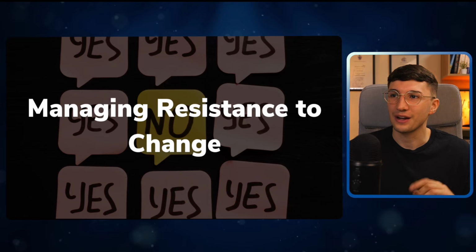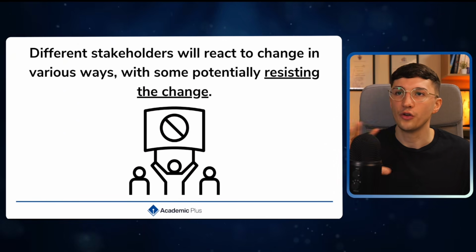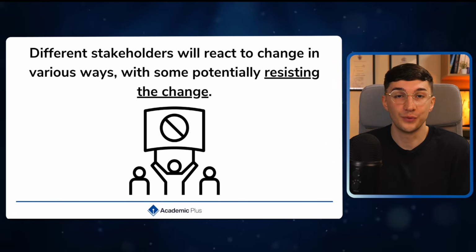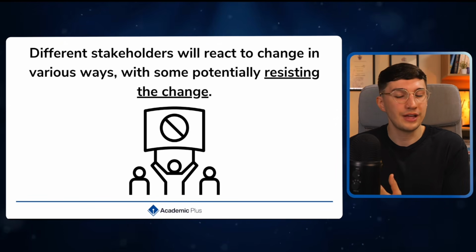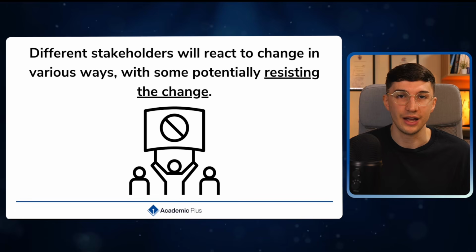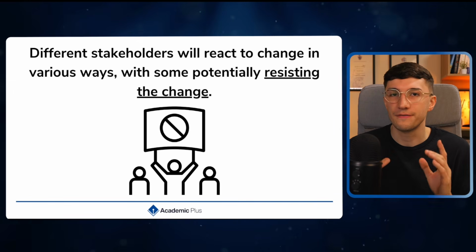And the final key factor will be managing resistance to change. Now, different stakeholders will react to change in various different ways. Some stakeholders may be prompting the change. Other stakeholders may be trying to resist it, but our job as a business is to try and manage the resistance to change in an effective way.